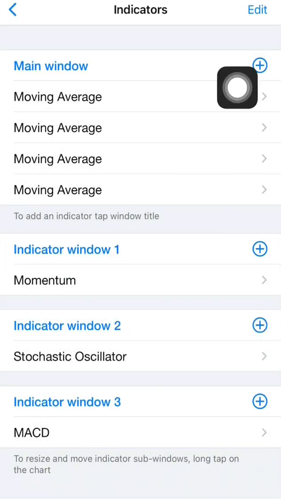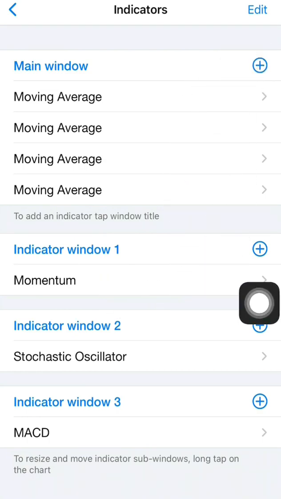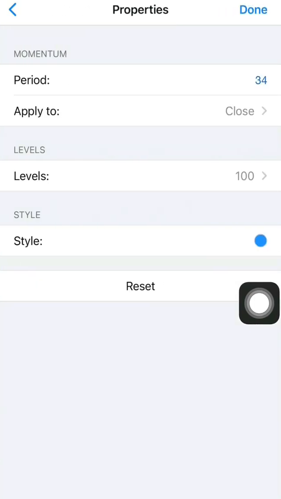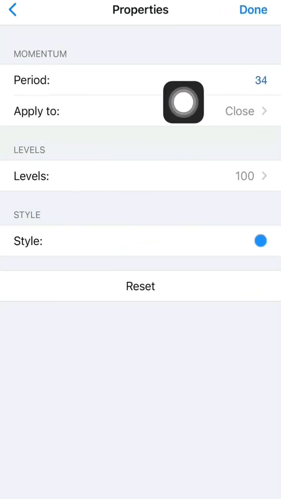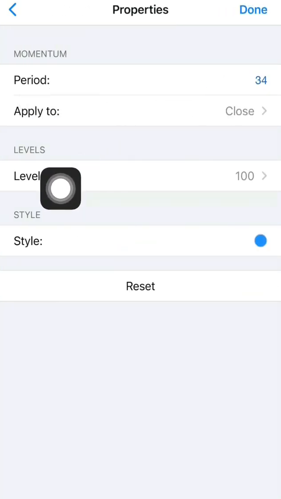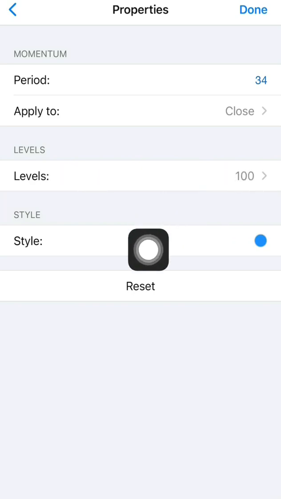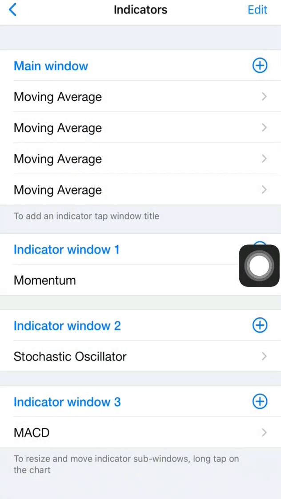Then indicator window 1. If you want to add indicator window 1, click on the main window plus here. Don't click on indicator window 1 here. Click on the main window plus to add your momentum. Momentum is 34, apply to close. Level should be 100. Use any color that you care for, but I'm using this.